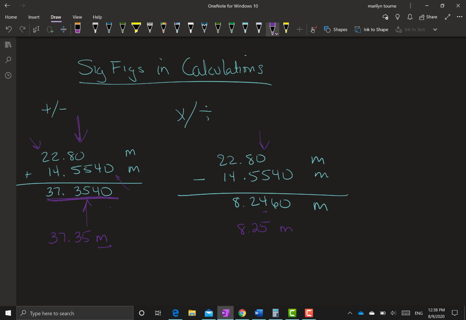I want you to take just a quick second to look at the difference between these two answers. We followed the same rules, but within our answers, we have different numbers of significant figures. Again, when you're adding and subtracting, it does not matter how many sig figs you have in an answer. What matters is that you have the correct number of decimal places. And as you can see, when we're adding and subtracting, we get a different number of significant digits in our final answer. I hope you get that.